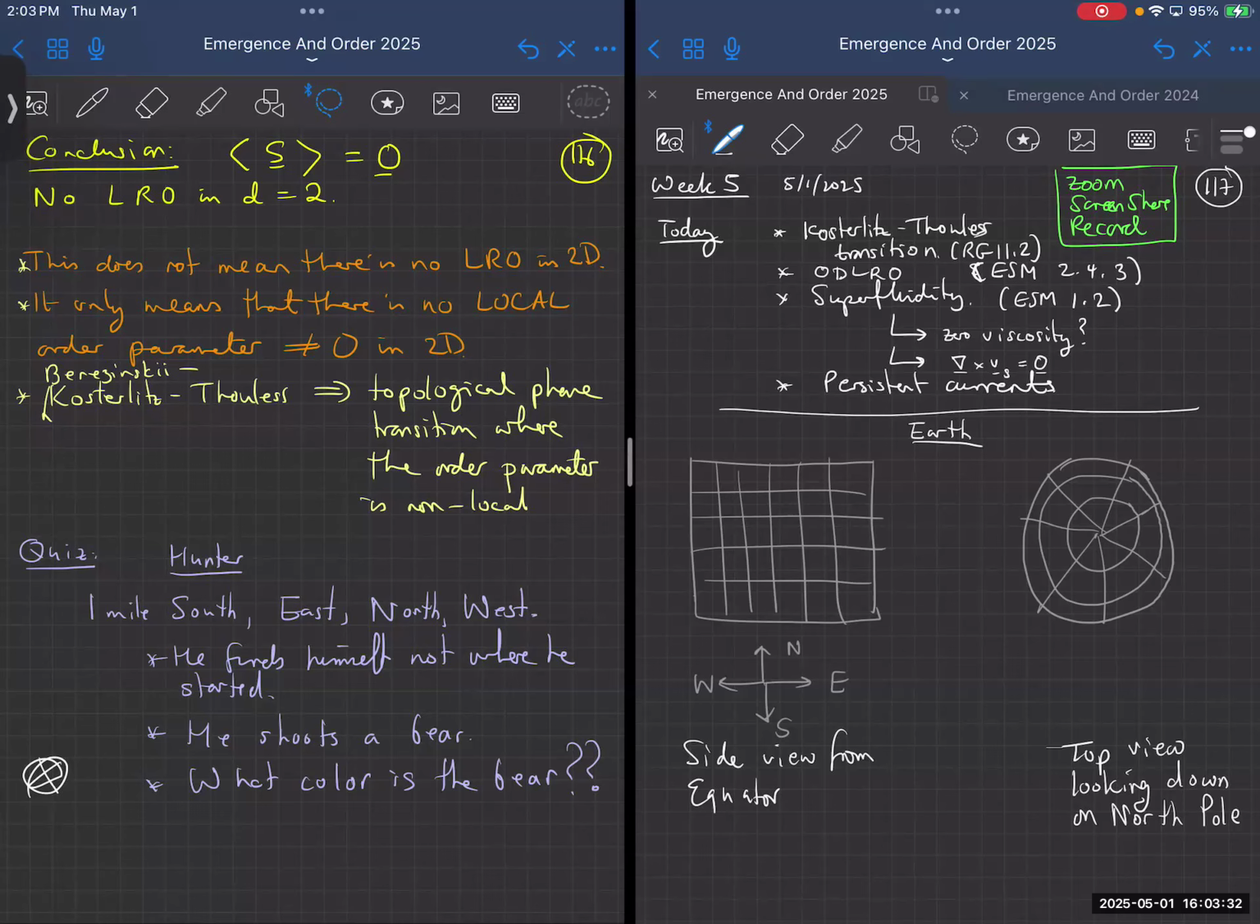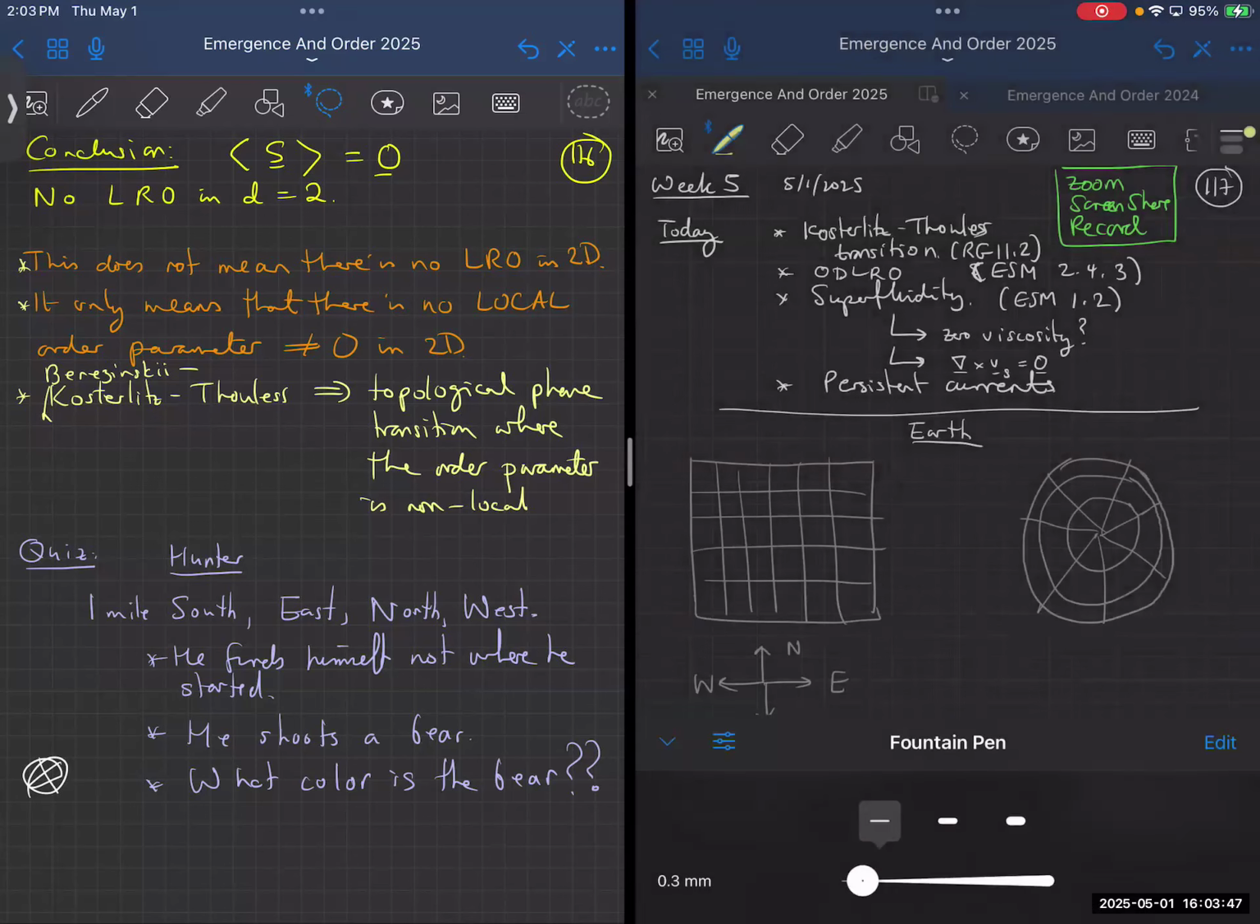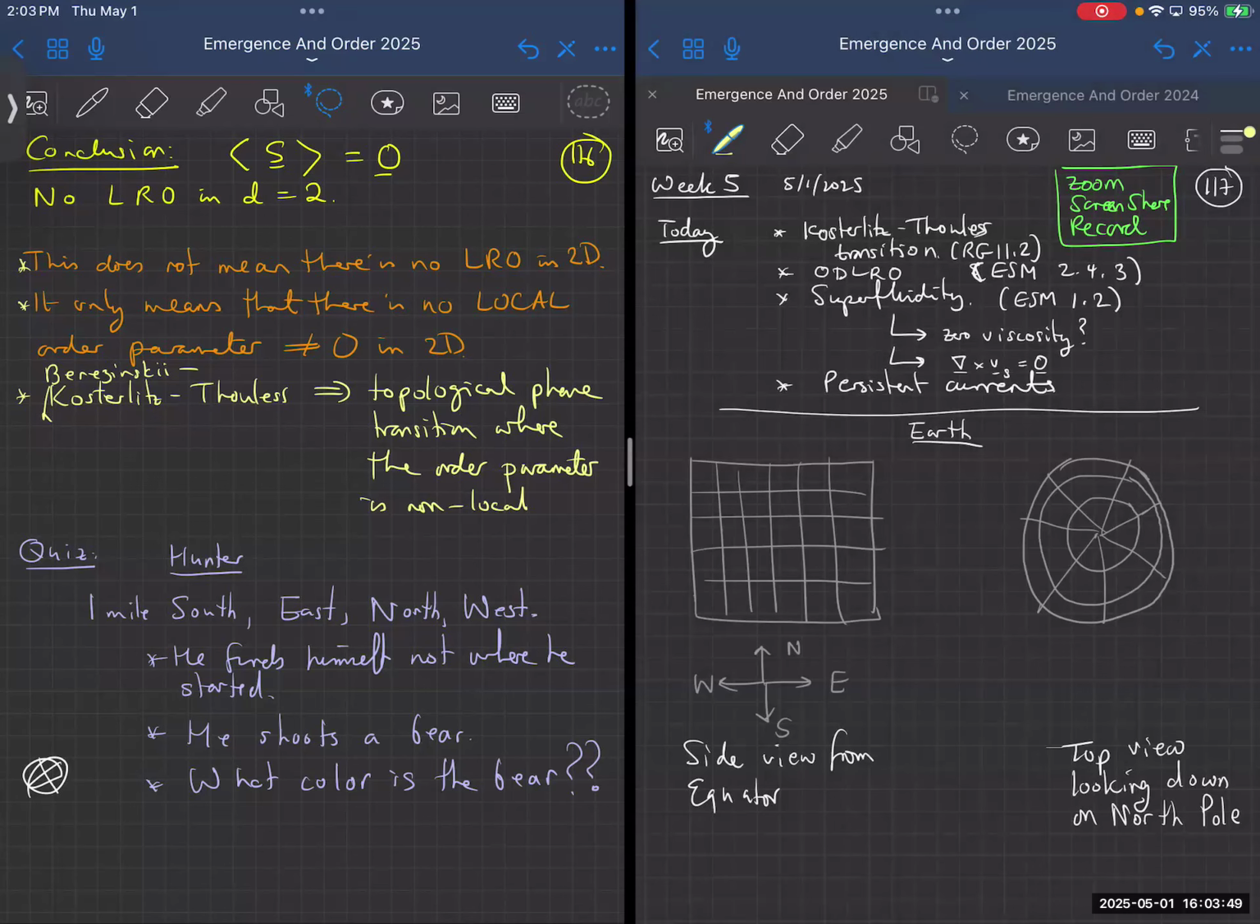Okay, so at the end of last time, I left you with a puzzle. The puzzle is on the left screen. It was a hunter who starts off at some place, let's say this place over here, and he goes 1 mile south, 1 mile east, 1 mile north, and 1 mile west.